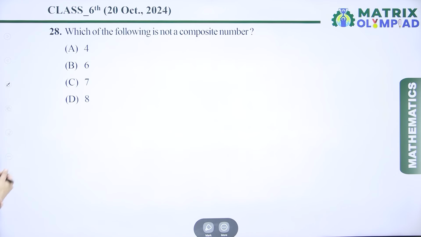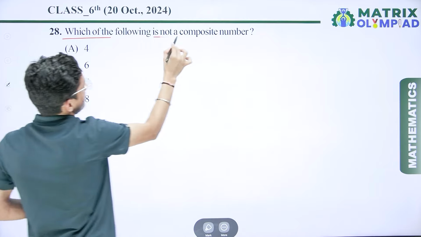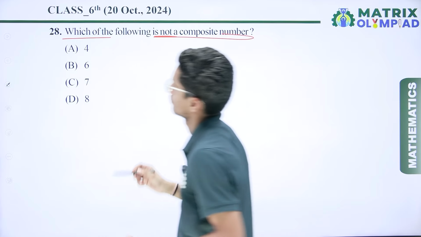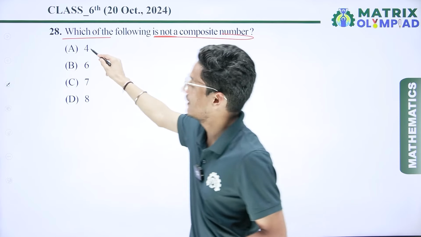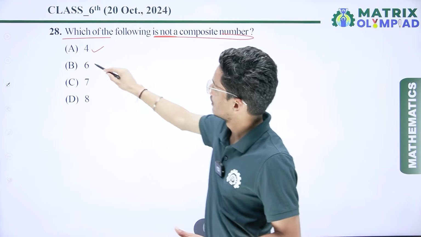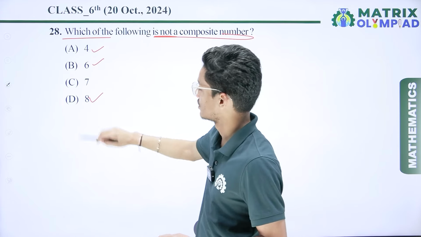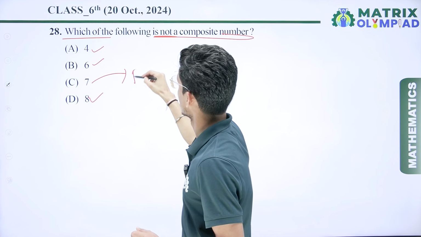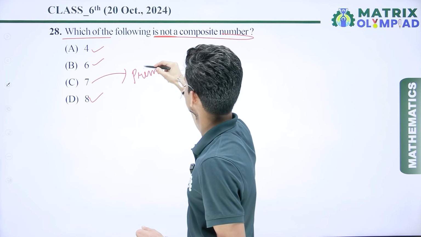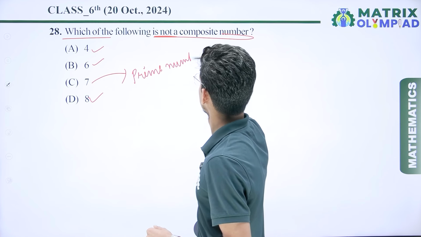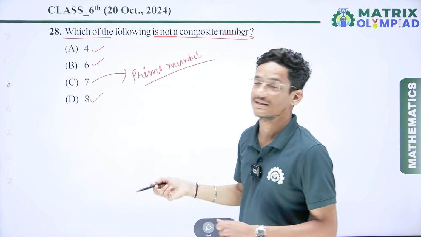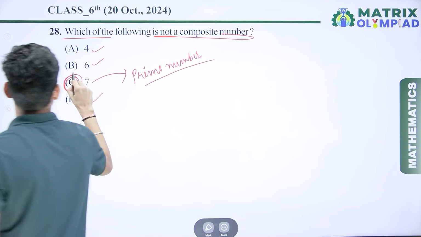So now the next question is: which of the following is not a composite number? In option A, 4 is a composite number, 6 is again a composite number, and 8 is again a composite number, but 7 is a prime number. So I can say that option C is the correct answer.